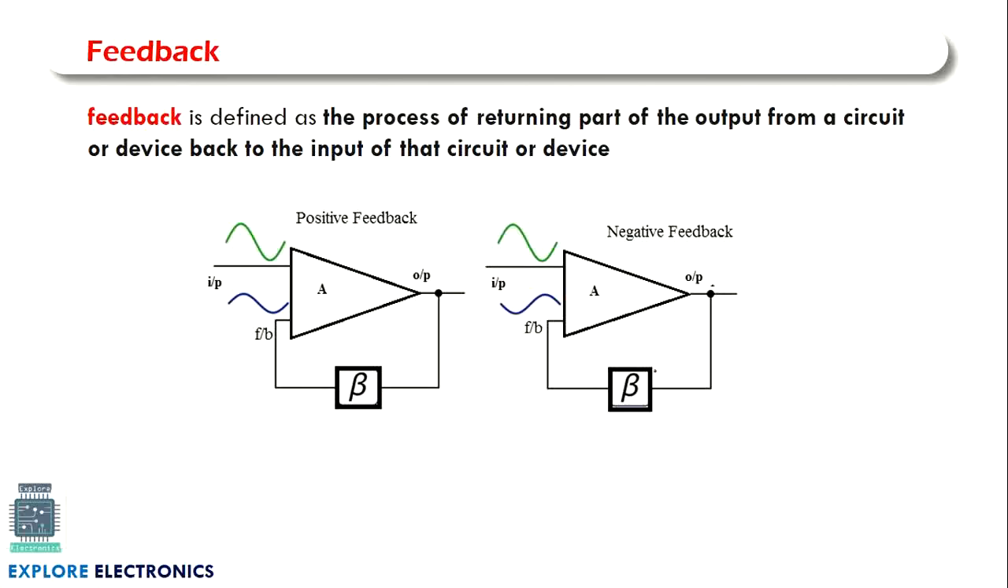If the feedback output coming to the input is 180-degree phase shifted with respect to the input signal, we call it negative feedback. In the previous topic we have seen the phase shift. Here you can observe that the output of the feedback circuit may be 180-degree phase shifted with respect to the input. So this is called negative feedback and this is called positive feedback. Let us understand the feedback in detail.